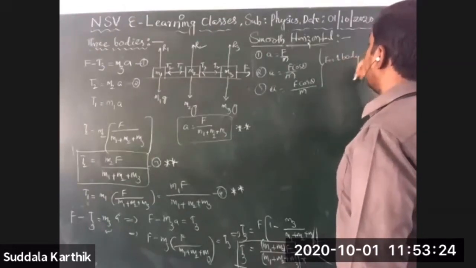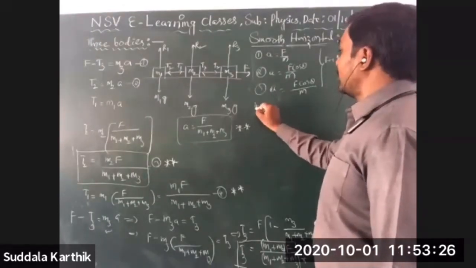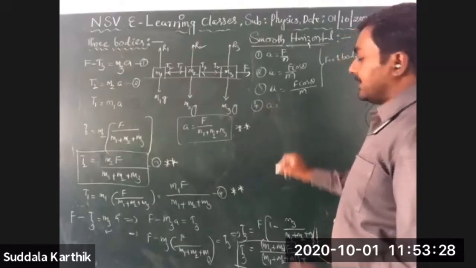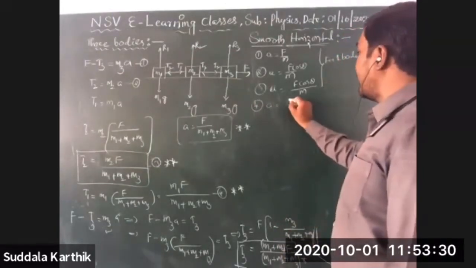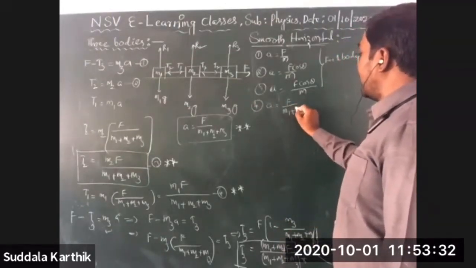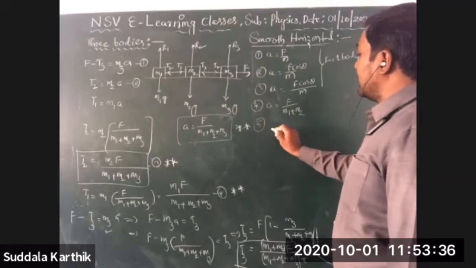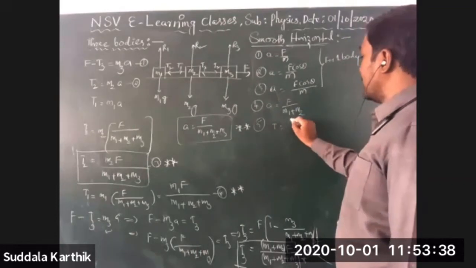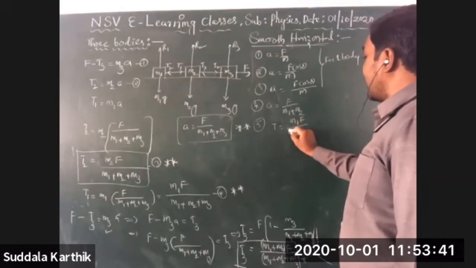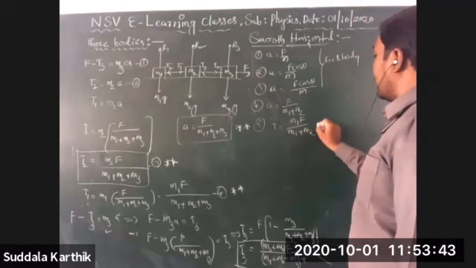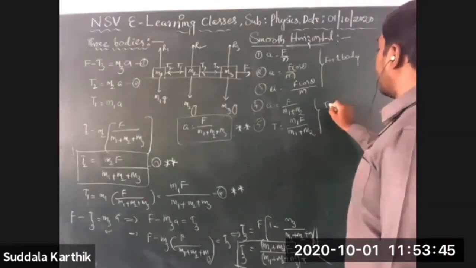For one body. For two bodies, the fourth one: a is equal to F by m1 plus m2. And the fifth formula: T is equal to m1 F by m1 plus m2. These two are for two bodies.